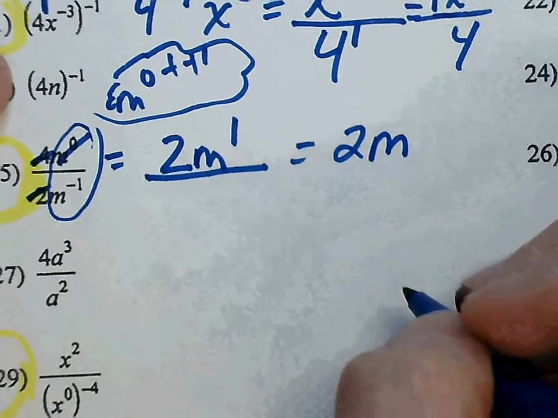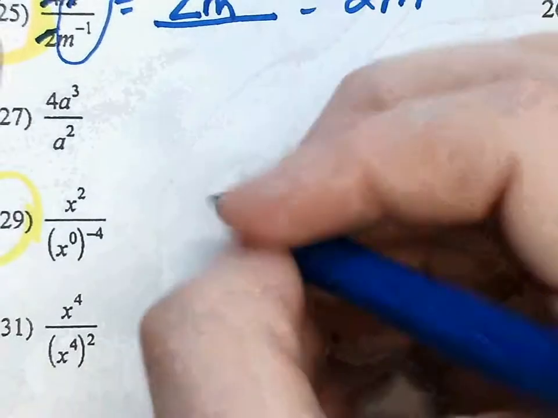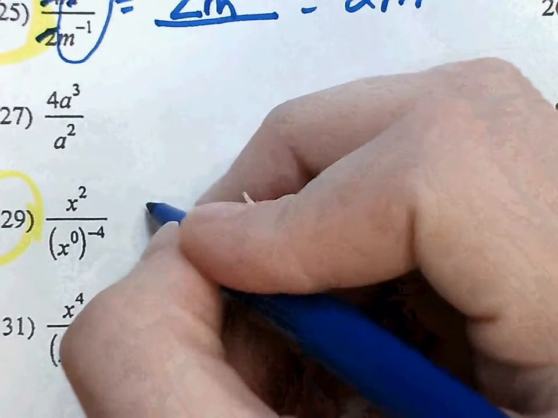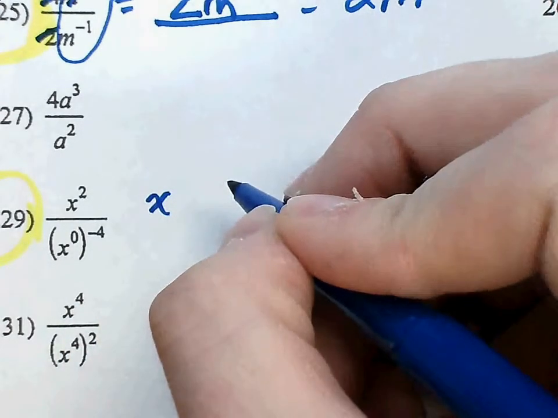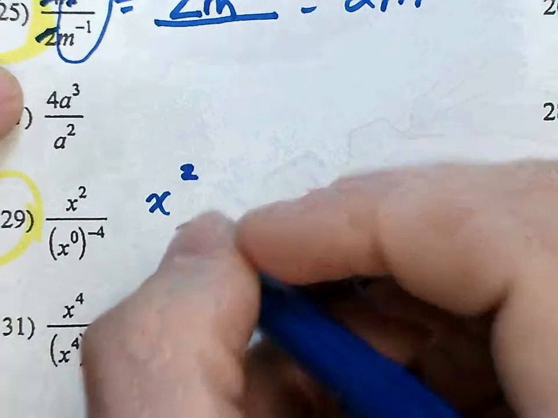All right, 29, or as I like to call it, my age. 29, we're going to start. That was not a joke. Pretty ugly.